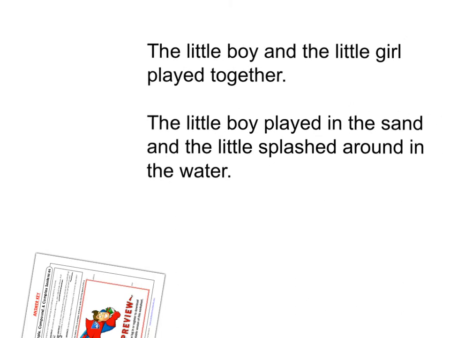You've got 2 sentences here. The first one, the little boy and the little girl played together. And the second one, the little boy played in the sand and the little girl splashed around in the water. Now, you'll have noticed that Mr. Rhasides has made a slight mistake here because it should say the little girl. So my apologies for that.